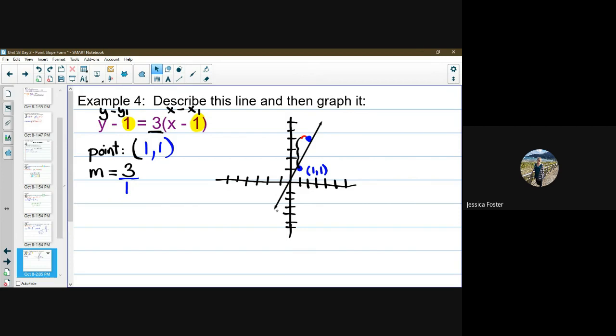Down 3/1. There. Those are both points. And we use a straight edge, otherwise your graph looks like mine. There you go. All right. Down 3, 1, 2, 3/1.